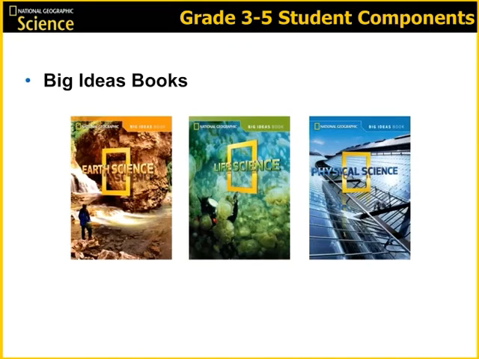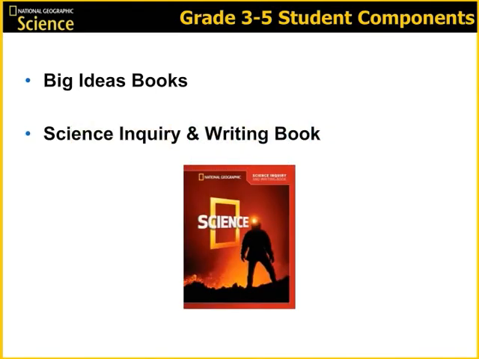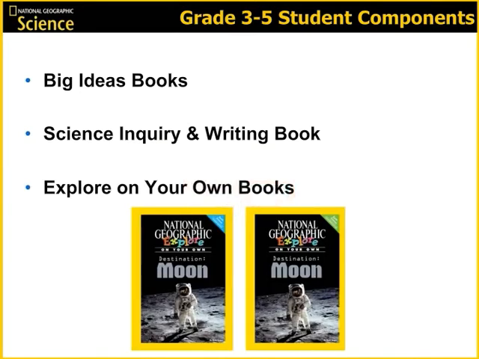Now, as you saw in kindergarten through grade 2, we had a lot of little books for little hands. But in 3rd through 5th grade, the program grows up with the students. At each grade level, 3rd, 4th, and 5th, students will have 3 separate Big Idea books: Earth Science, Life Science, and Physical Science. They will use 1 science inquiry and writing book all year long as they work through the inquiry activities per grade, and they will have access to a variety of Explore on Your Own books per unit.